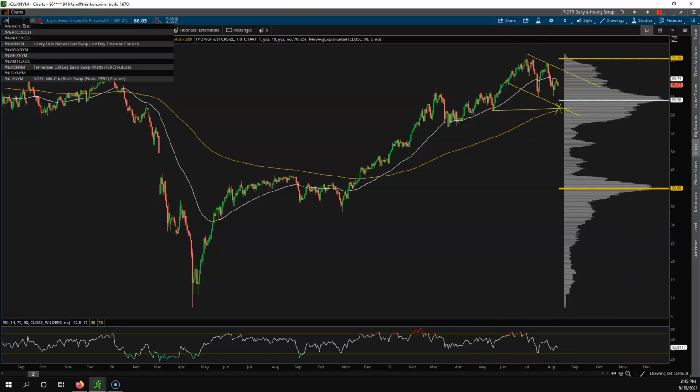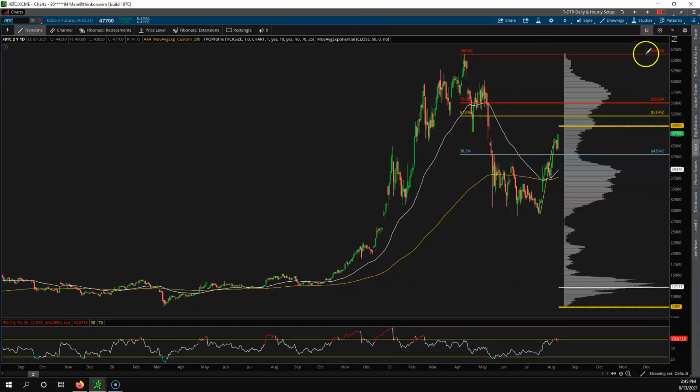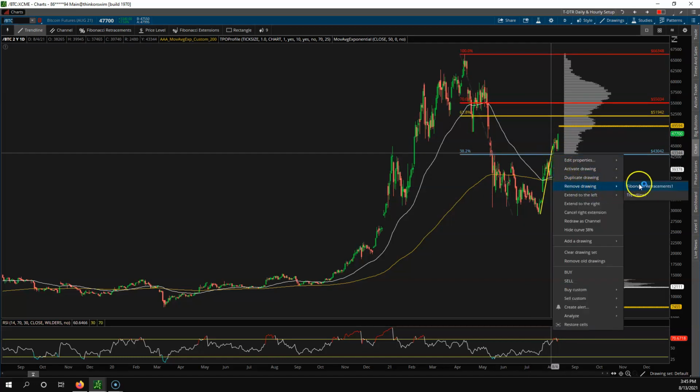Let's take a look at Bitcoin. I said to watch for a move higher on Bitcoin. I'll probably be looking up around these levels for potential resistance if we get there, but everything looks clean. We're making higher highs and higher lows.